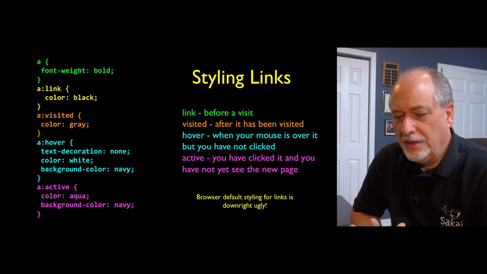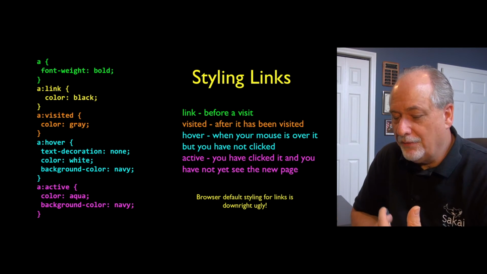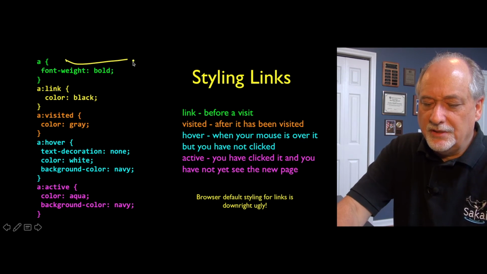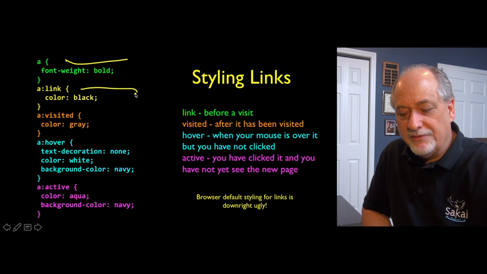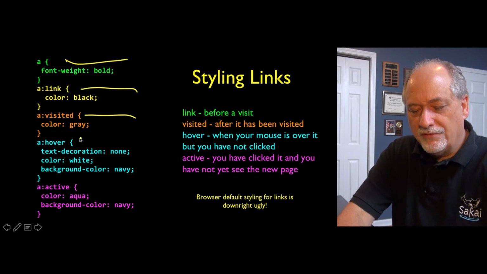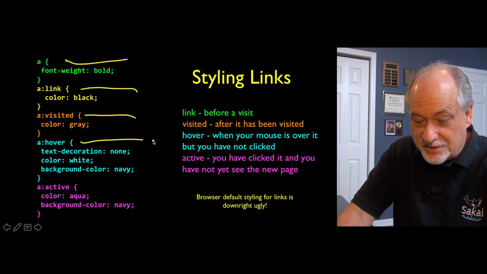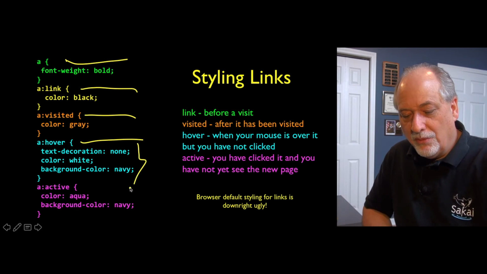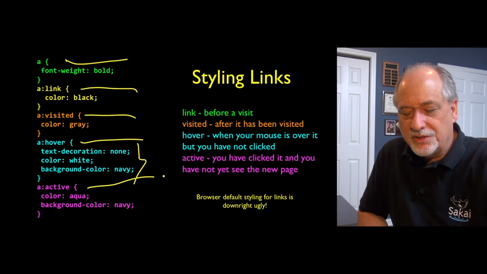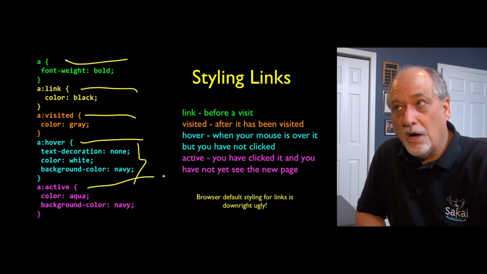We can say the A tag, we've already colored an A tag with just the A at the top. You can basically say an unvisited link is supposed to have the color black. After the visit, it's supposed to be gray. While you're hovering over top of it, it's supposed to have text decoration and be white with a background of navy. And then active is not so heavily used. It's once you've clicked on the link while the page is loading.